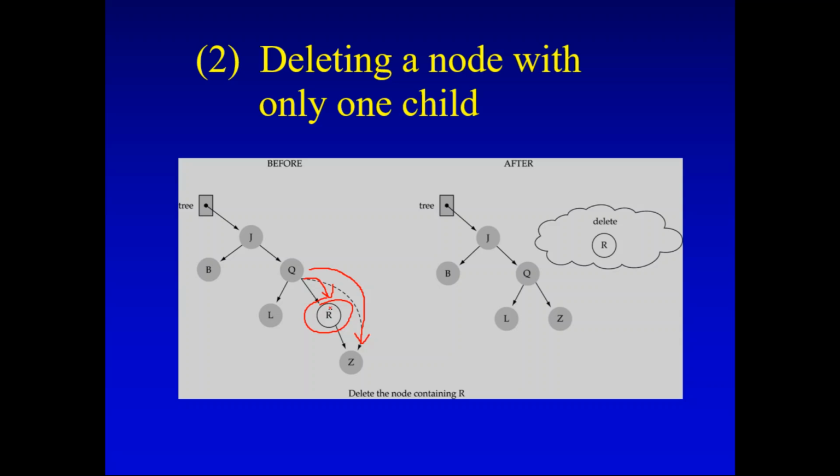That may point either to the right child of R, or it may be the left child. Anywhere, right? That's it. This is how you will delete a node which has only one child. So the resultant tree will be something like this. This is the resultant tree that you got after deleting.